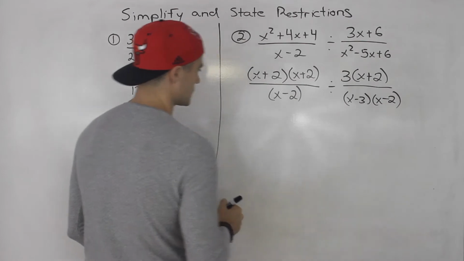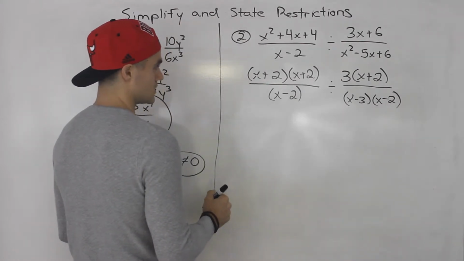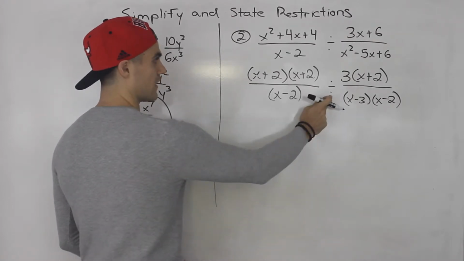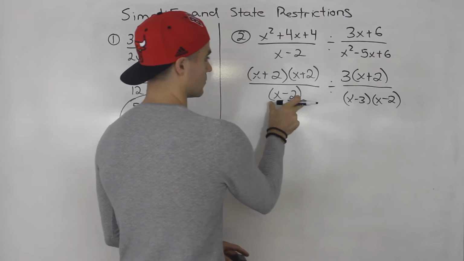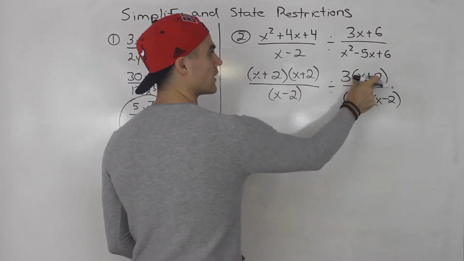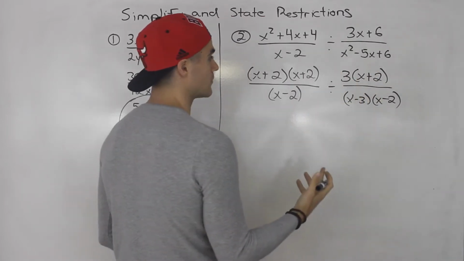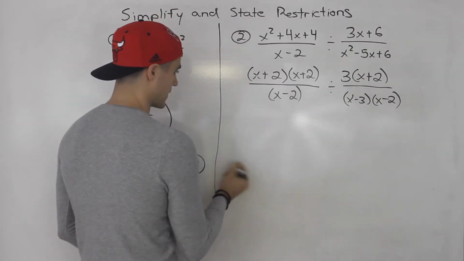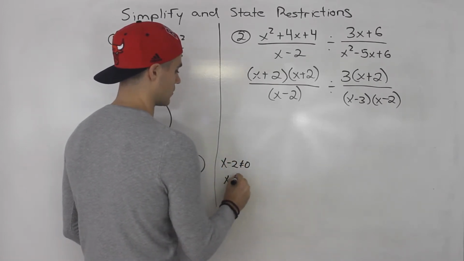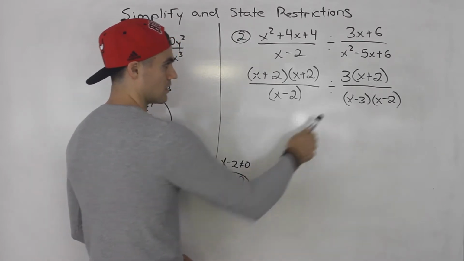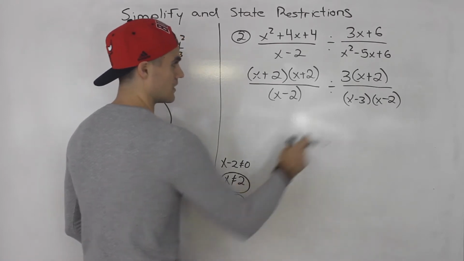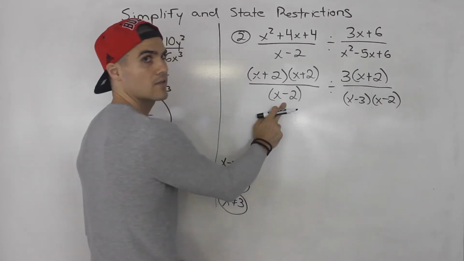So now you want to get your restrictions. Notice that we're dividing here. So the restrictions come from the denominators, but when you're dividing, you also want to look at the numerator of the rational expression that you're dividing by. So starting here, x minus 2 can't equal 0, which means x cannot equal 2. x minus 3 can't equal 0, which means x cannot equal positive 3. x minus 2 can't equal 0; we already took care of that here.